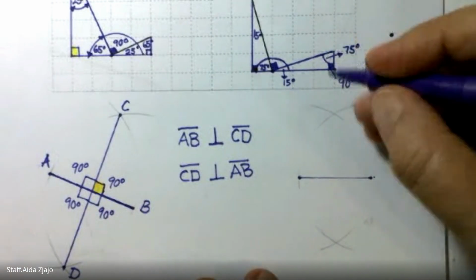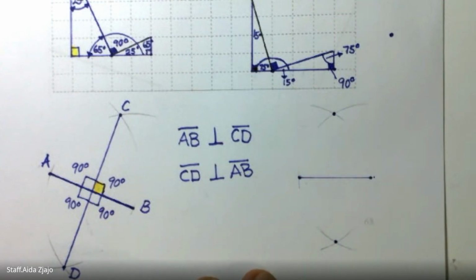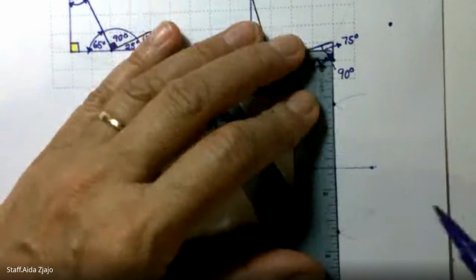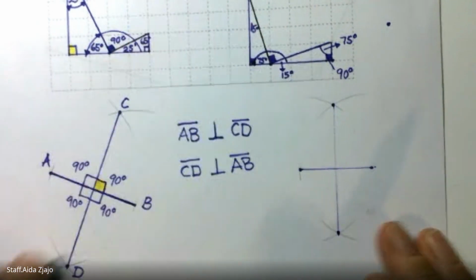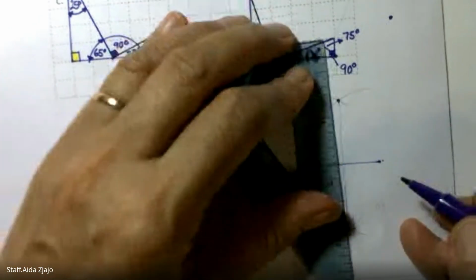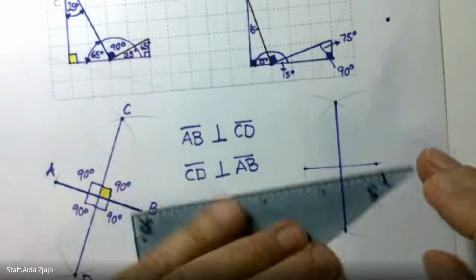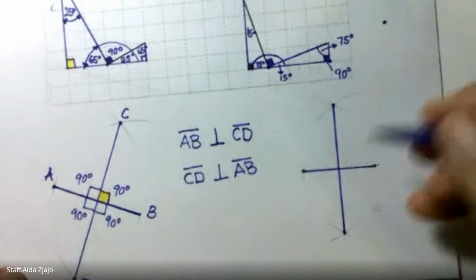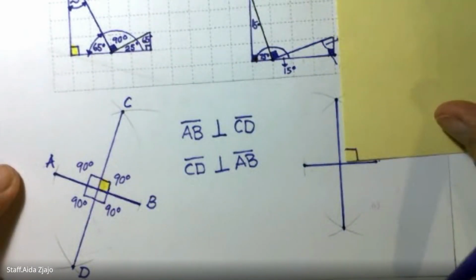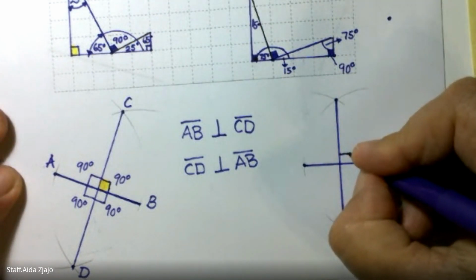And I got myself points for the perpendicular. When I connect them, they will create a perpendicular line segment to the given line segment. Yes, this line segment is perpendicular to it, and we can check. Here's your right angle paper, and that is labeled like this.